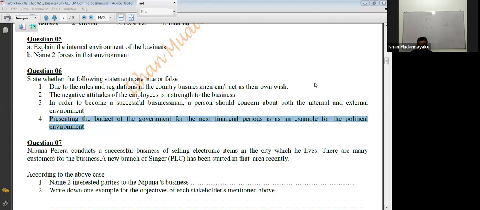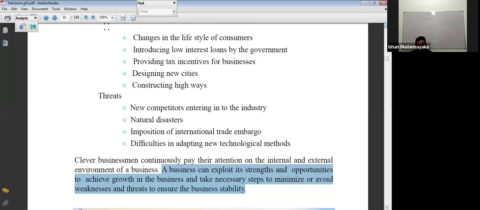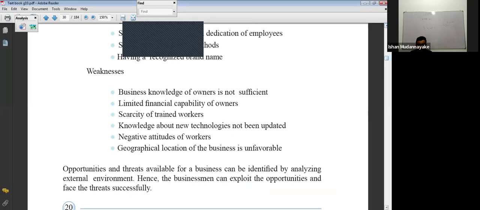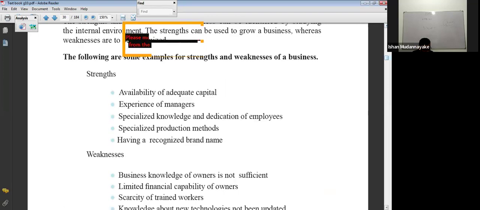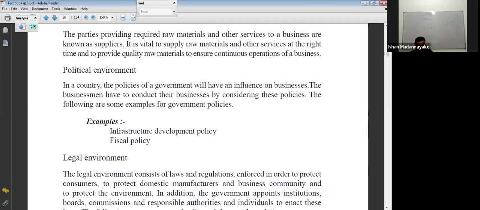Under the political environment, we discussed two examples. The first one is budgetary policy. The other one is fiscal policy. Go to page number 16. Under the political environment, we discuss infrastructure development policy and fiscal policy. Another name for fiscal policy is budgetary policy. When we were discussing this point, I informed you to write down here budgetary policy.